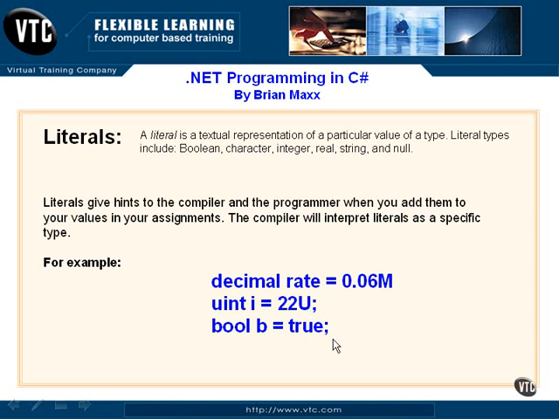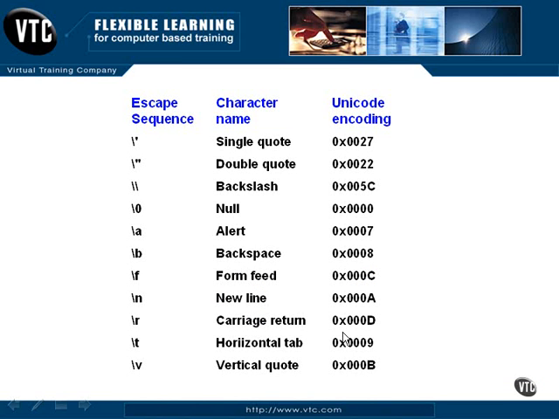So how do you represent truth or something that's false literally? Well, true is literally true in C#. Sometimes you can see a 0 and a 1, and if you're familiar with Visual Basic, you can see true and false. So C# is true or false. And if you're working with characters or strings, then you can work with escape sequences.